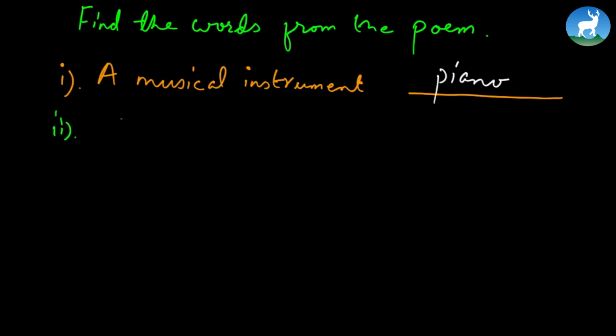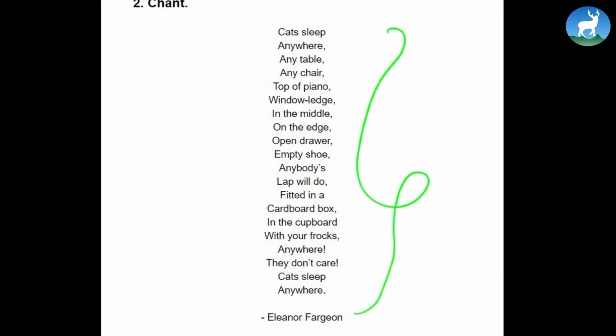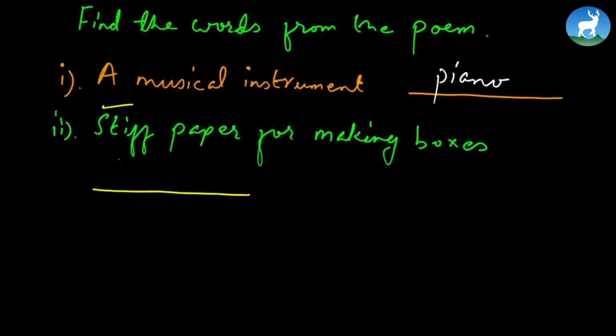Number 2, stiff paper for making boxes. So what do you call a stiff or somewhat hard paper to make a box? Such paper is mentioned in the poem. Let's check it out. Yes, it does mention it. And there you go, a cardboard box. So you can write it as cardboard. It's a hard paper, and it's right in the poem.